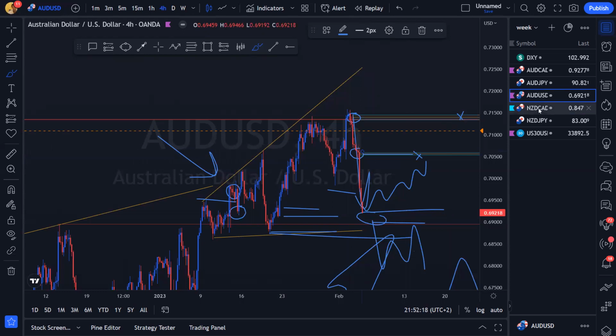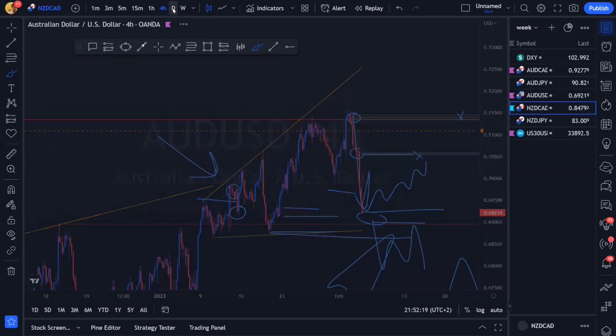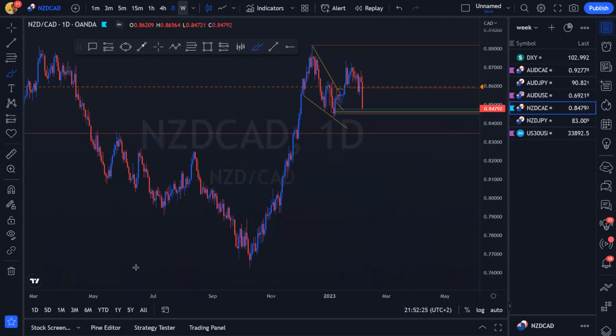Let's go on to New Zealand dollar CAD. We'll go up to the daily. Cool. So New Zealand dollar CAD, we were bullish last week. We're still going to be bullish on New Zealand dollar CAD. Whole lot of buyers coming into the market over here.